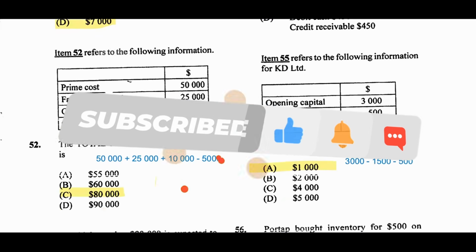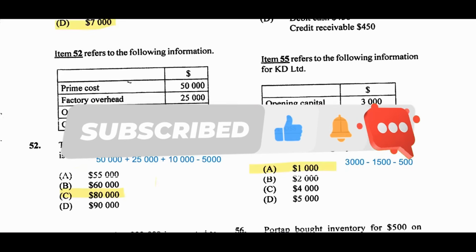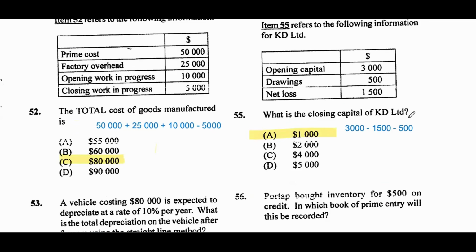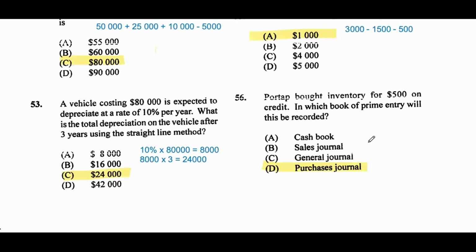Good. Moving on to question 55. What is the closing capital of KD Limited? All right, guys, we saw so much questions like that. So let's go. Opening capital less your loss minus your drawing should give us closing capital. Answer should simply be A, $1,000. Question 56. Porter bought inventory for 500 on credit. Which book of prime entry will this be recorded? Since he's buying goods on credit, this should go in the purchase journal D.